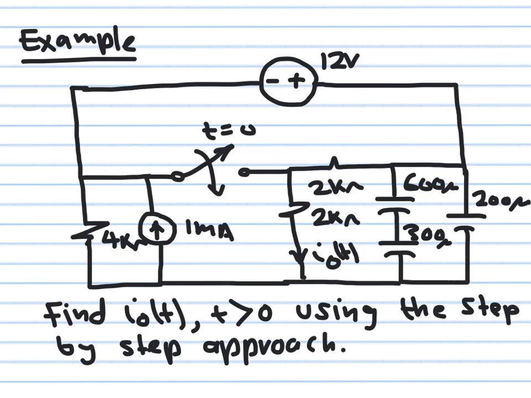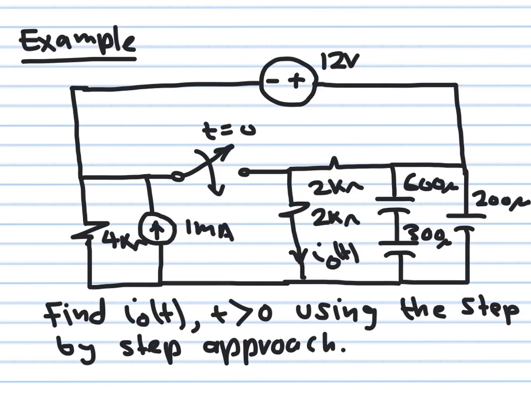Okay, let's take a look at one last example. We have another circuit. This circuit has three capacitors: 600 microfarad, 300 microfarad, 200 microfarad. They are connected in this configuration. Before time t equal to 0, this switch was opened. At time t equal to 0, we close that switch. And our target is to find the I naught of t.